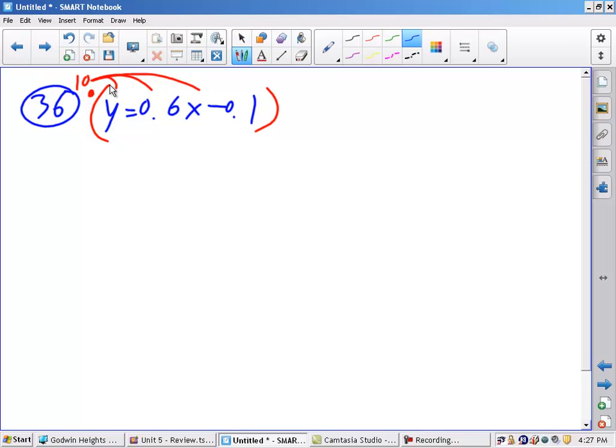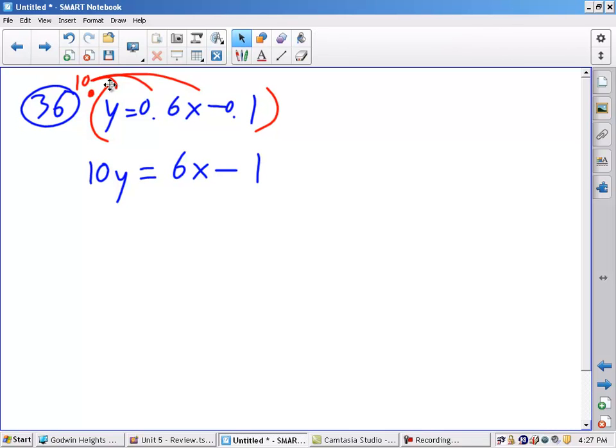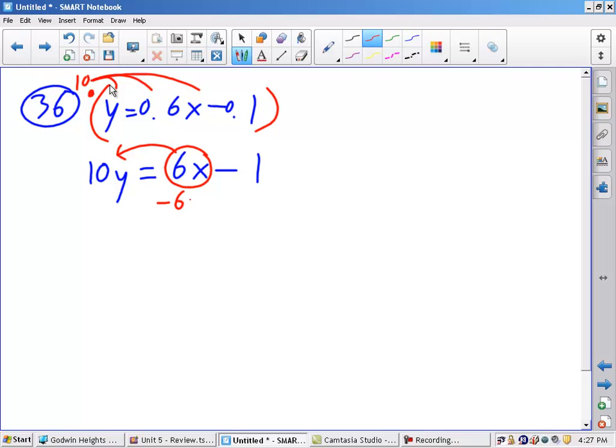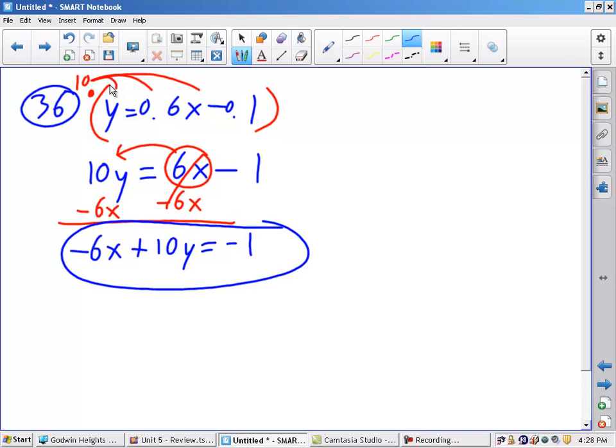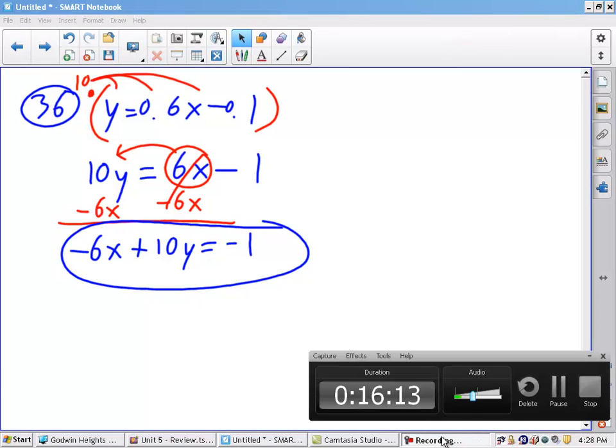And so what we're going to get is 10 times y here is 10y. 10 times 0.6x is going to give you 6x. 10 times -0.1 is going to give you -1. So I cleared them of decimals. Now I need to move this 6x over here somehow. How I do that is I subtract 6x from both sides, and I get -6x plus 10y equals -1, and that is an equation in standard form using integers with no decimals.